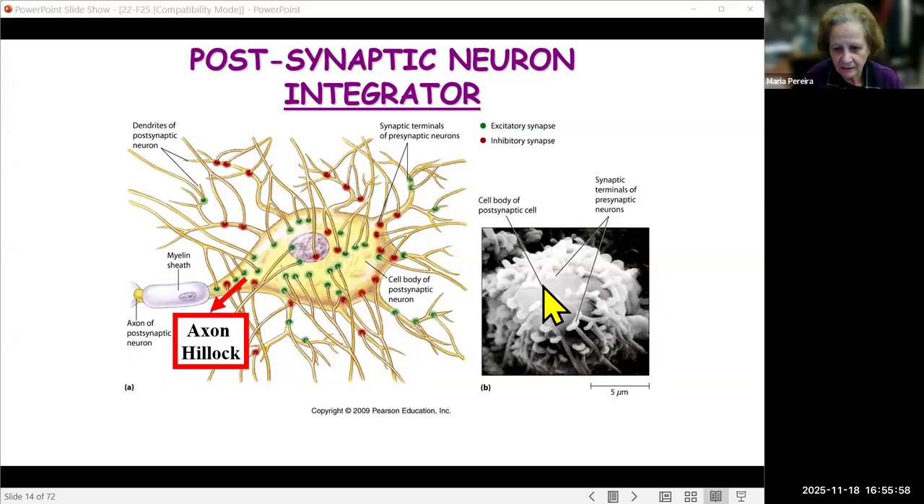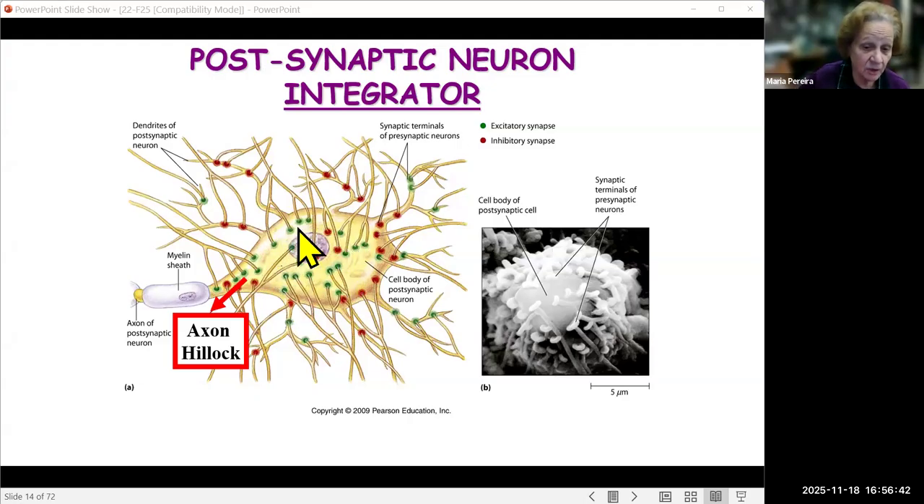So you can see that the crosstalk, or all the messages that the postsynaptic neuron receives, come from many, many different axon terminals. And here, the green represents excitatory neurotransmitters that induce EPSPs, excitatory postsynaptic potentials. The red ones are inhibitory. So you have to sum up all of these effects, the EPSPs and IPSPs.